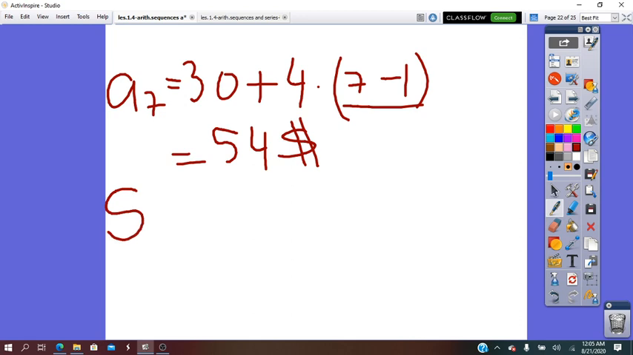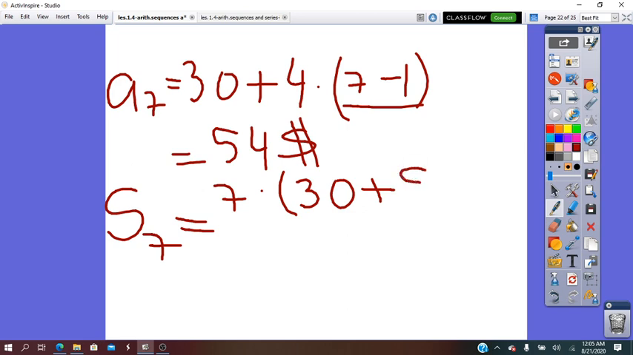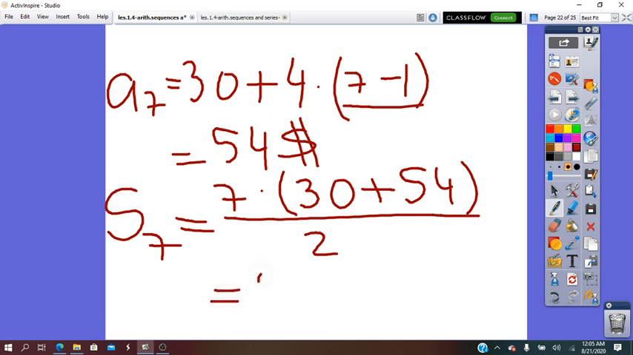If we know the first month and the last month, then we can get the sum of all of the money in all of this time. So S7 equals 7 times the first month plus the last one, 54, all over 2, which is equal to $294. So from June to December, he will have saved $294.